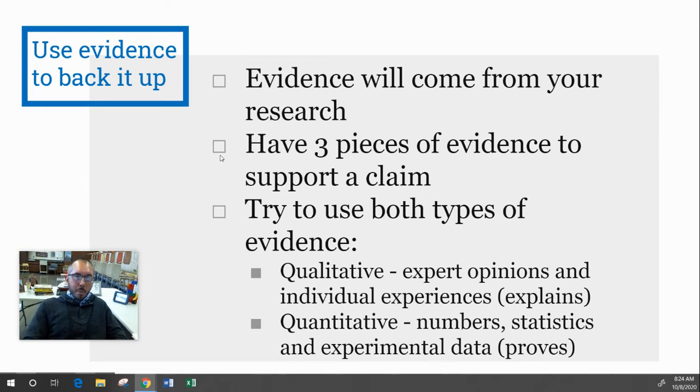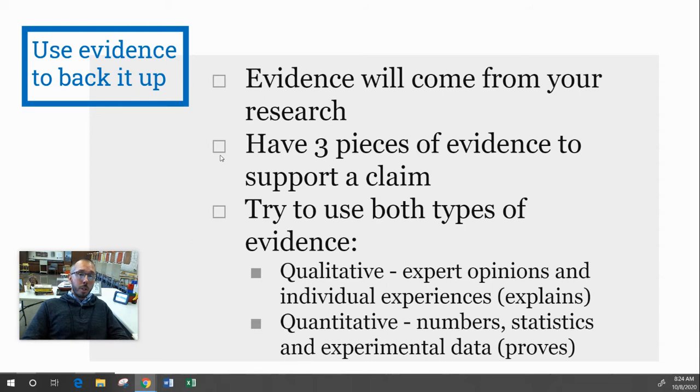We're going to have 3 pieces of evidence to support a claim at the very least. Don't go into Judge Judy's chambers with one little receipt that is kind of crumpled. You need to have your stuff in order. You need 3 pieces of evidence.